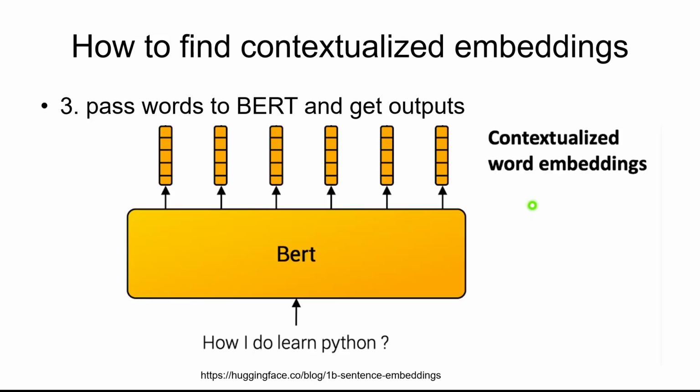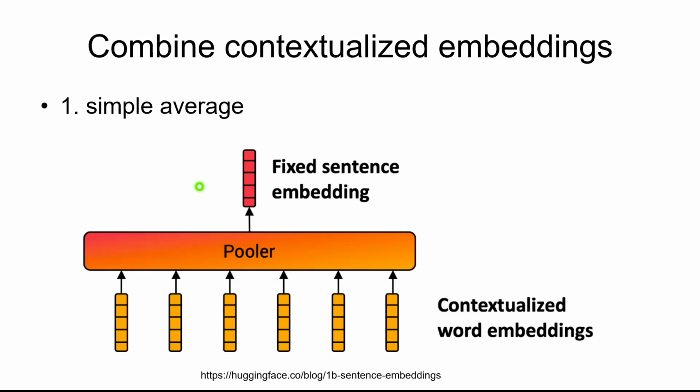A third method is to use an existing model, for example a model called BERT. Here we pass a sentence into BERT, and the output will naturally be a contextualized embedding. So that's the third method: we use a pre-trained model to get the contextualized embeddings for words. Okay, so now that we have solved the first problem, we are going to talk about the second problem, which is how we want to combine the contextualized embeddings.